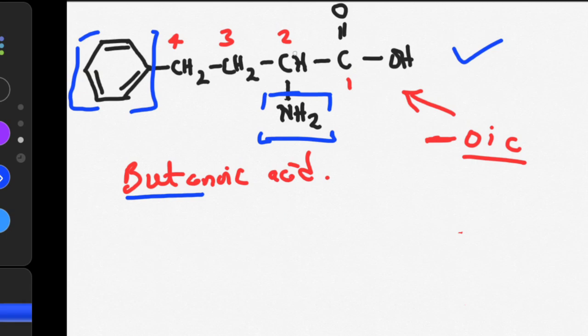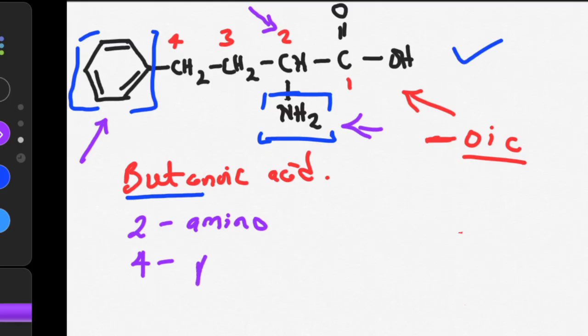Then if you look closely on the second carbon, which you can see here, there is an NH2. So it's going to be 2 amino. So we are bringing it out. Then on the fourth carbon, which you can see here, we have the phenyl. So we have 4 phenyl. So if you look closely now, we've broken down every component of the structure. So we are going to arrange the substituents in alphabetical order. So we have the 2 amino.